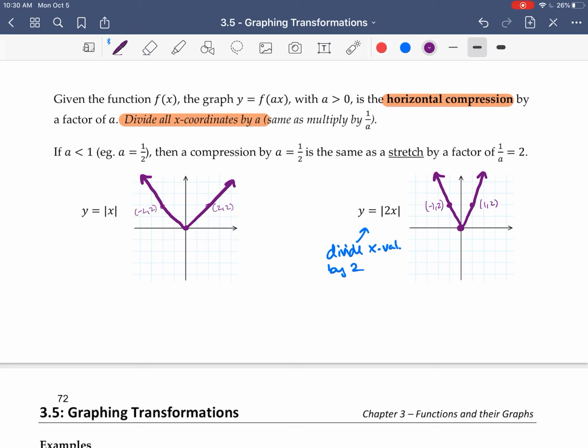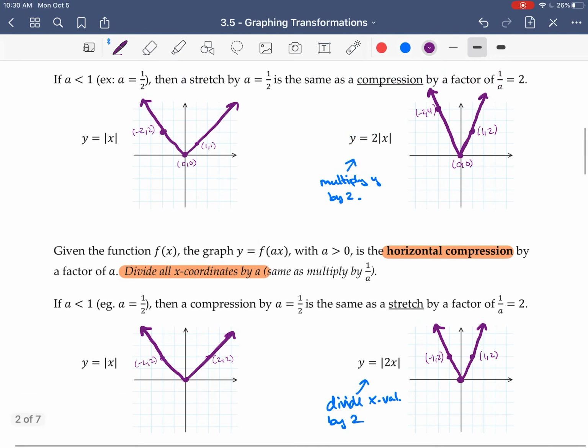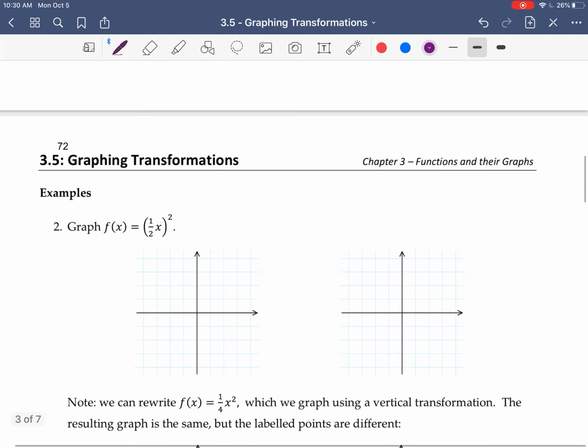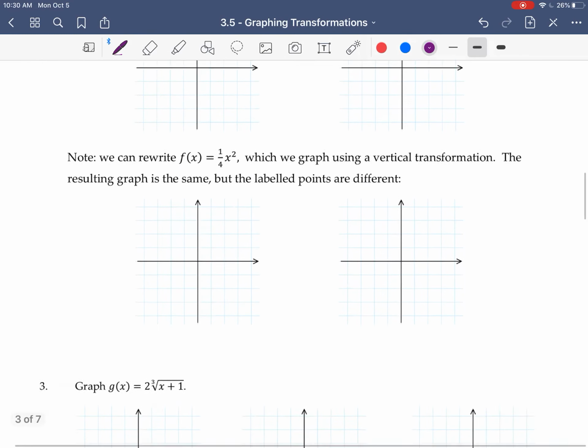Now notice that these two actually look the same. Okay, they actually have the same coordinates. So if you vertically stretch by 2, it's the same as horizontally compressing by 1/2. Okay, so that's with the 2 in there. Now I'm going to skip these, so I want you to try them.